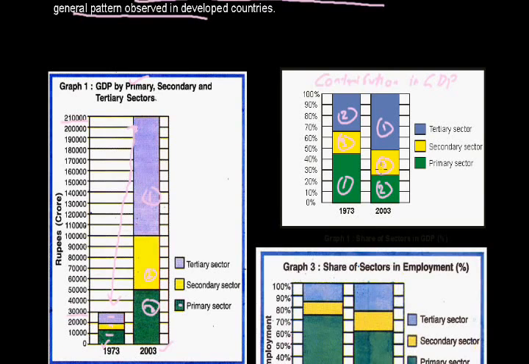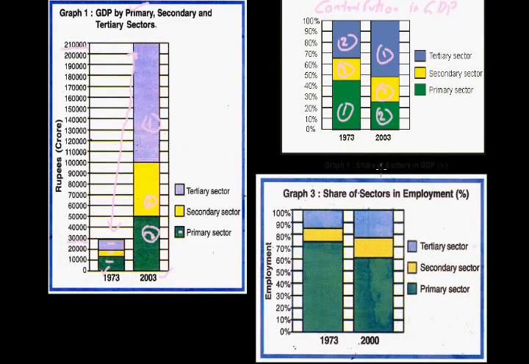If we compare the contribution in employment, here the picture is something different. If we talk about 1973, even at that time the maximum contributor in employment was the primary sector, the second was the tertiary sector, and the third was the secondary sector. Even in 2000, the maximum contributor is the primary sector, the second contributor is the tertiary sector, and the third is the secondary sector.